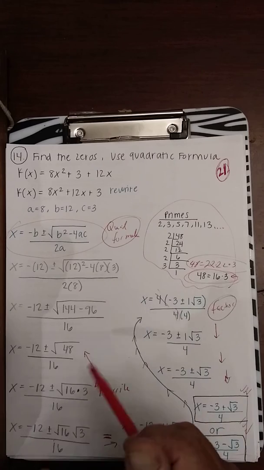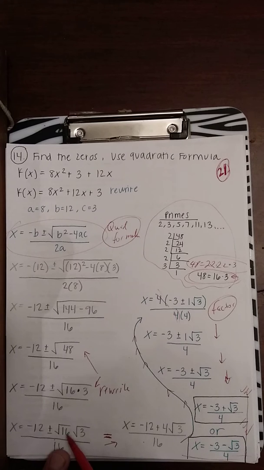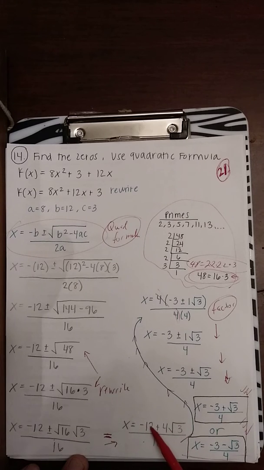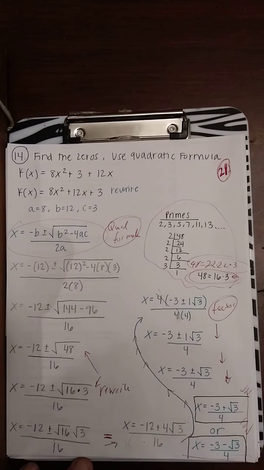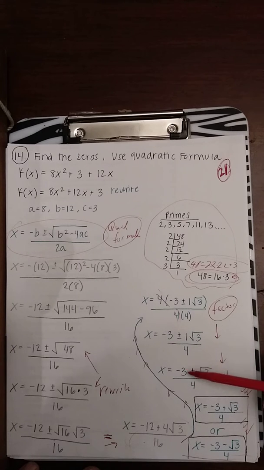So this we're going to replace right here. When we write it, 48 becomes that. The square root of 16 we can do, and the square root of 3 stays. The square root of 16 is what? 4. So we have 4 square root of 3. Negative 12 plus or minus 4 square root of 3 over that. Now I'm going to factor out a 4 from these. So 4 times negative 3, 4 times that, 4 times 4, cancel the 4, so we have negative 3 plus or minus 1 square root of 3 over 4. So now we have negative 3 plus or minus the square root of 3, or negative 3 plus the square root of 3 over 4, or negative 3 minus the square root of 3 over 4.